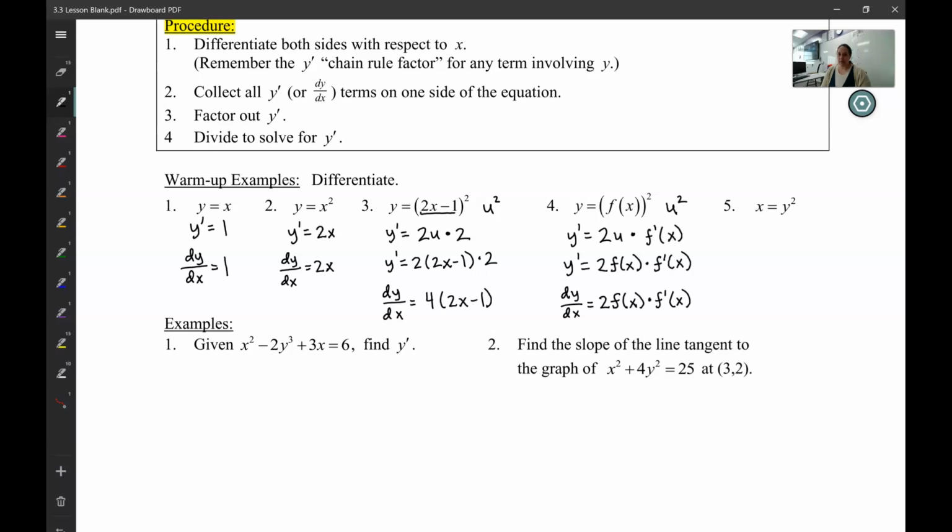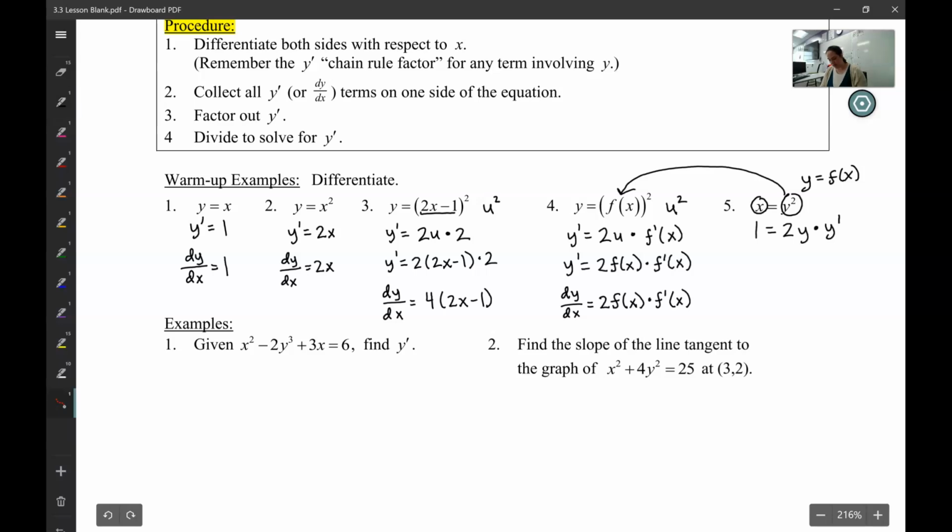Now we're going to do number 5, but let's do this very slowly. I'm going to take the derivative of the left-hand side. Derivative of x is 1. And then the derivative of the right-hand side, I'm going to do just like this, where y is f of x. So I'm going to get 2y times y prime. And I can see that by just taking this one and replacing the f of x's with y's. Now, let's rewrite this. So this would be 2y times dy dx.